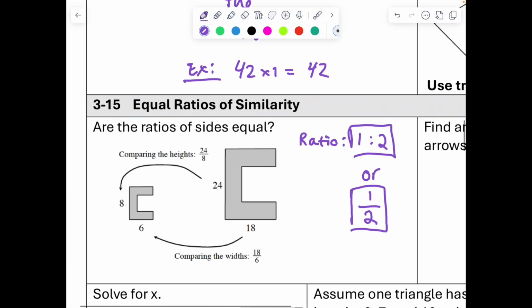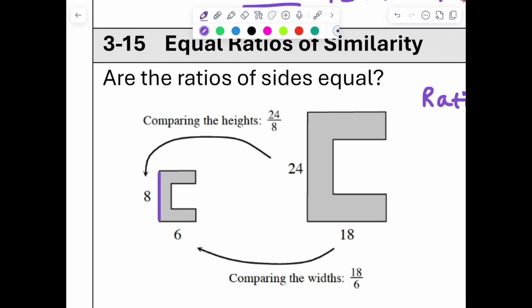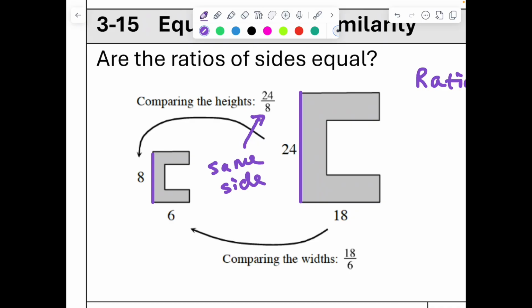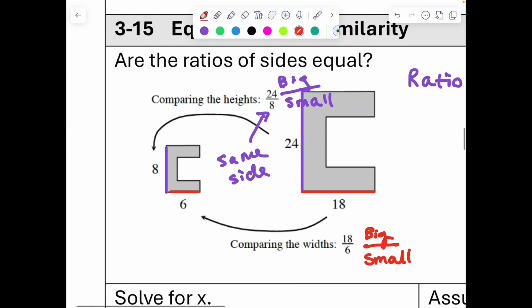So with ratios of sides, the way they have set up these sides is that we have the side 8 over here and the side 24 over here. They put those in a ratio together because they are the same side of each shape, just on the different shapes, right? So that's that ratio. They did the big over the small. So then they did another ratio over here with the bottom sides of each C shape. Okay, again doing big over small, and setting up those sides in a ratio.